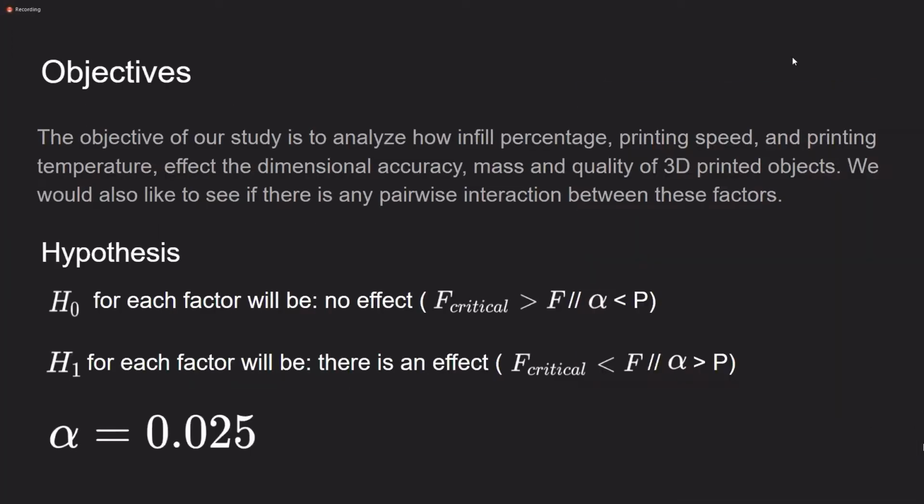So the objective of our research study was to analyze how factors such as the infill percentage, printing speed, and the printing temperature affect the overall accuracy and the quality of the 3D printed objects. We also wanted to test how these factors affect the mass of the objects using the ANOVA test suite. We wanted to test the pairwise interaction between these factors. We tested our hypothesis at a 0.025 confidence level. Next slide, please.